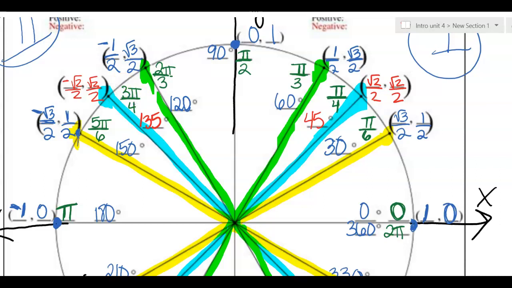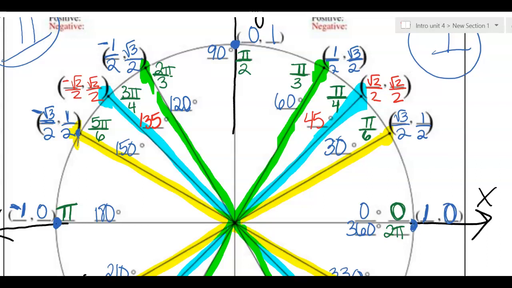And then 180 would be 4/4 pi, but 4 over 4 reduces to 1. Is this okay with everybody? So you can always convert them back and forth. I'm trying to give you multiple perceptions so you can figure out what's going to work for you.